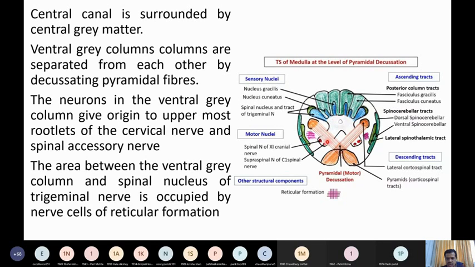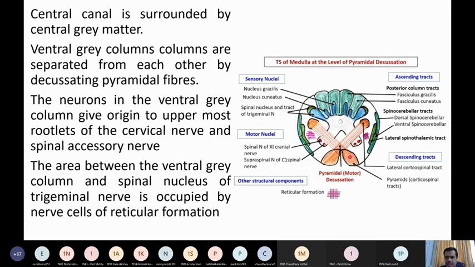So these are the ventral horns of the gray matter. These two ventral horns of the gray matter are separated from each other by decussating fibers of the pyramidal tract. Clear? The pyramidal tract, actually it is located here.